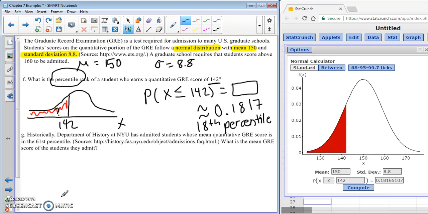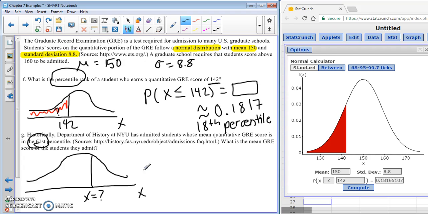So historically, the Department of History at NYU has admitted students whose mean quantitative GRE score is in the 61st percentile. What is the mean GRE score of the students they admit? So this is kind of the reverse of the problem we just did. We're at the 61st percentile, so we know we're above the mean somewhere. So we're looking for the data value that corresponds to that.